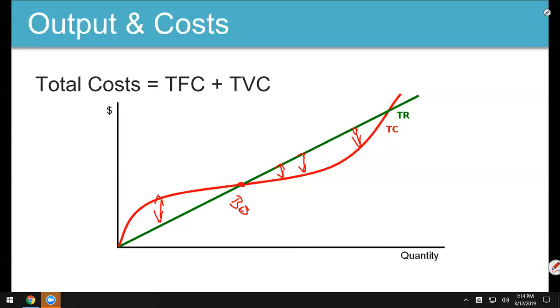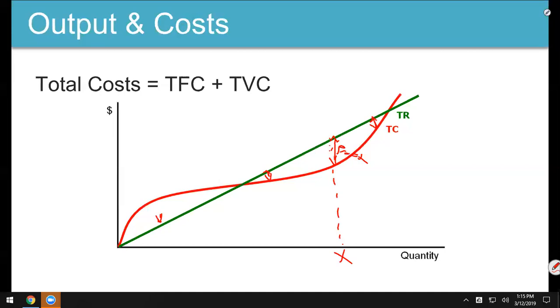Where in this zone do you want to be? Yeah, you want to be right here, where the difference between your income and your costs is the biggest. Because this is the amount of profit you get, and your profit is bigger here than it is anywhere else. Over here, you get a big profit. Over here, your costs are increasing again, you're paying overtime, and like I said, you only get a little bit of profit. But here, you're getting more profit than anywhere else.